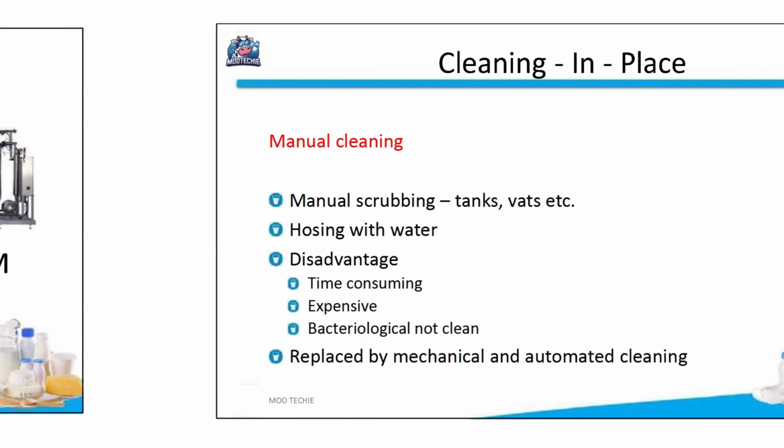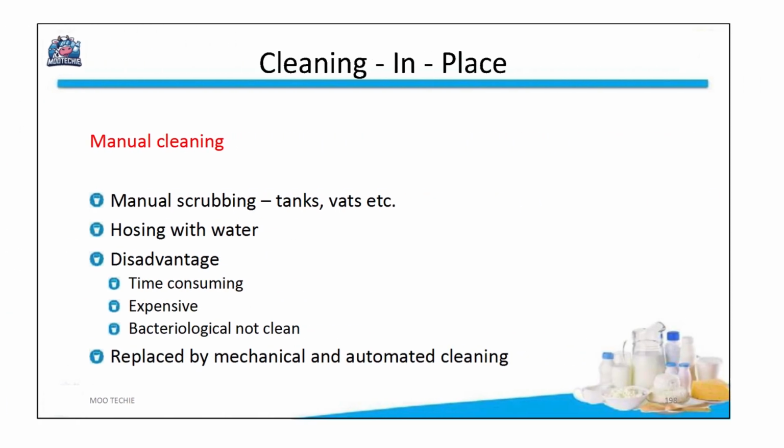First, let's understand what CIP replaced. Manual cleaning involved scrubbing tanks and vats by hand and hosing them down with water. This method had significant disadvantages. It was very time-consuming, expensive, and often failed to achieve a proper bacteriological clean. Because of these drawbacks, manual cleaning has been largely replaced by mechanical and automated cleaning systems.